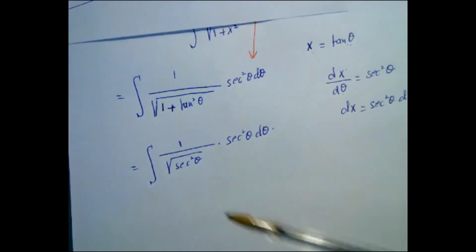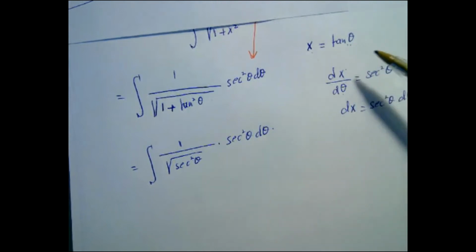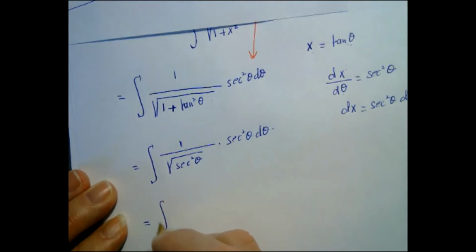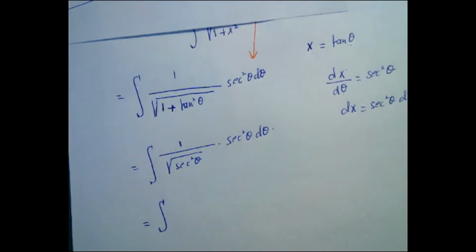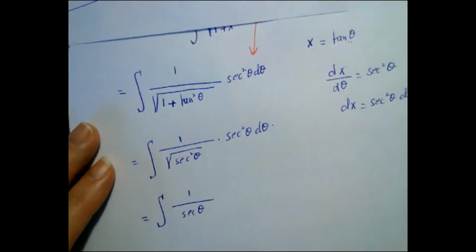So what is the benefit of plugging in x equals tangent? Can anybody start seeing the benefit? What did it help me to do? Will you be able to cancel out the secant squared thetas on each side? Exactly. And that's the benefit of my substitution. So this is going to become 1 over secant theta. So somehow I got rid of the radical term, the square root term.